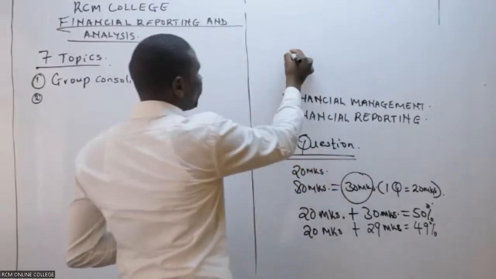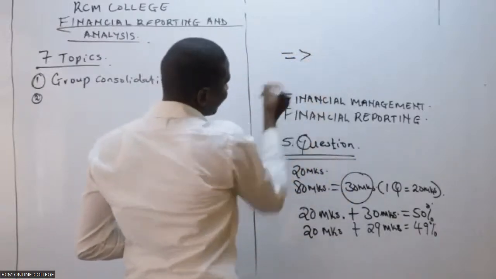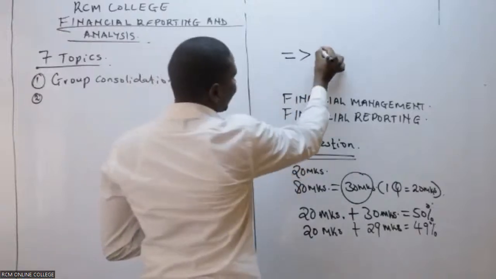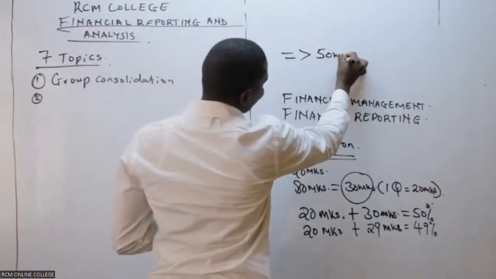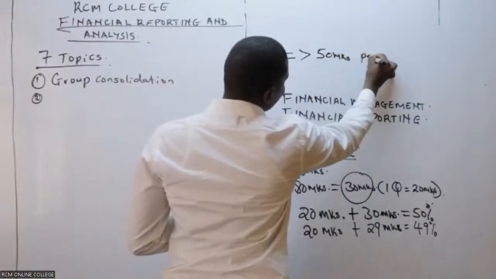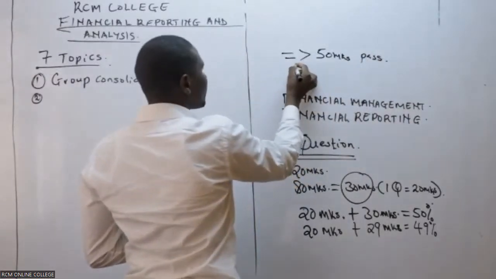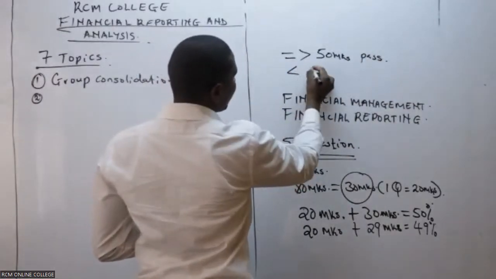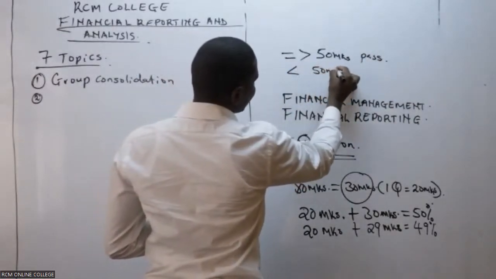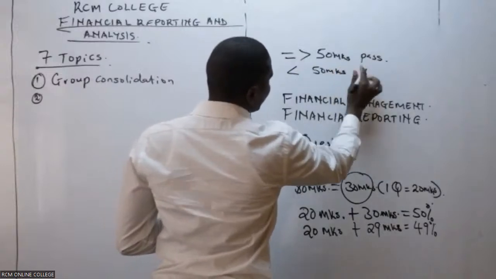I know, people, you understand this. Equal or greater than 50 marks, that is a pass. Less than 50, we write it like this. Less than 50 marks, this is a fail.